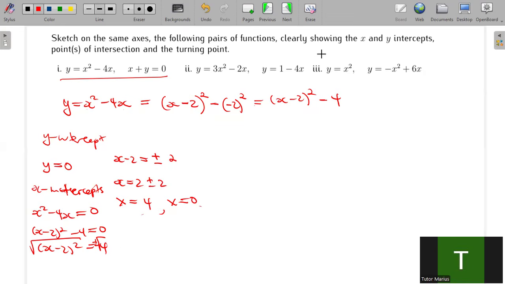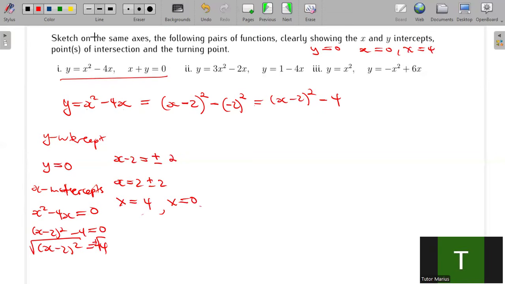I'll write them here because I'll need the space to sketch. Our y-intercept is y equal to 0, and your x-intercepts are x equal to 0 and x equal to 4. So these are the intercepts.